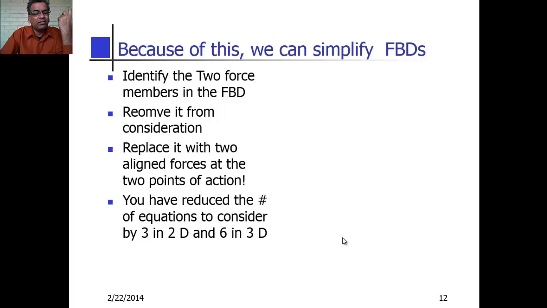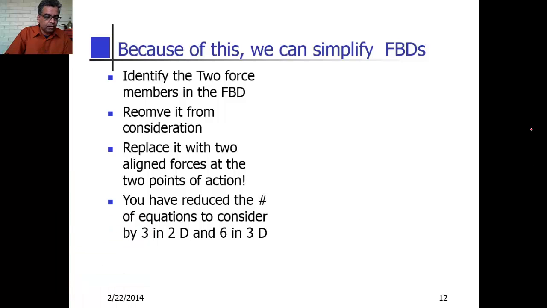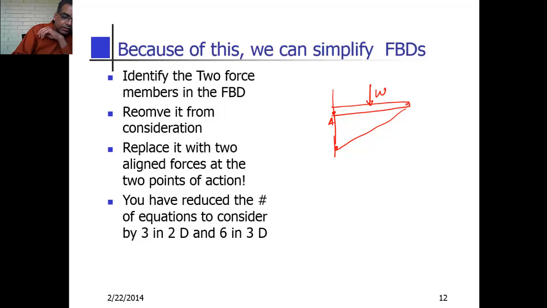So the idea is, because of this, we can simplify the free body diagrams. I'm going to show you an example where we can do this. The simplification proceeds in the following steps. Let's say we had this problem where I had this bookshelf. You remember this problem we solved the other day? So this is point A, and I had weight W here, and this is point B, this is point C, this is point D. So there's rigid body number 1, rigid body number 2.